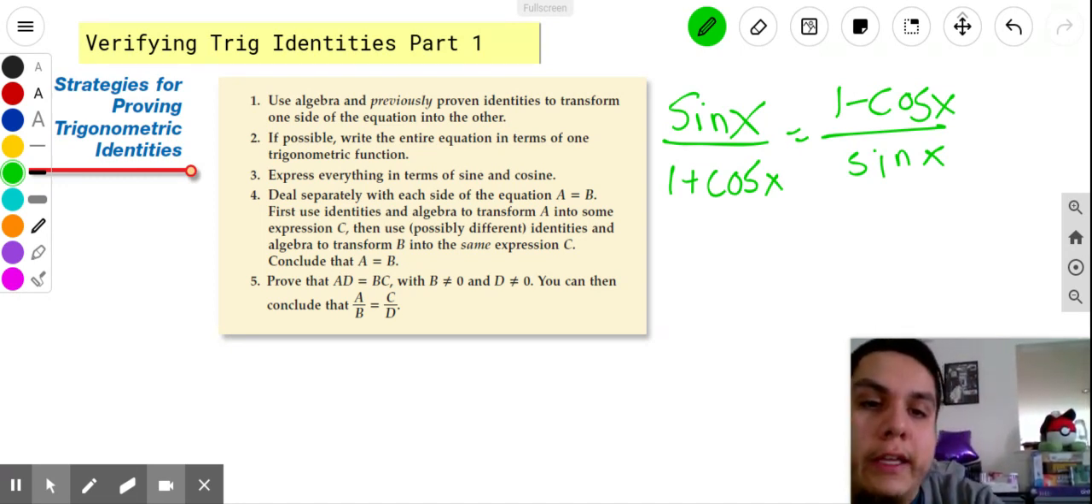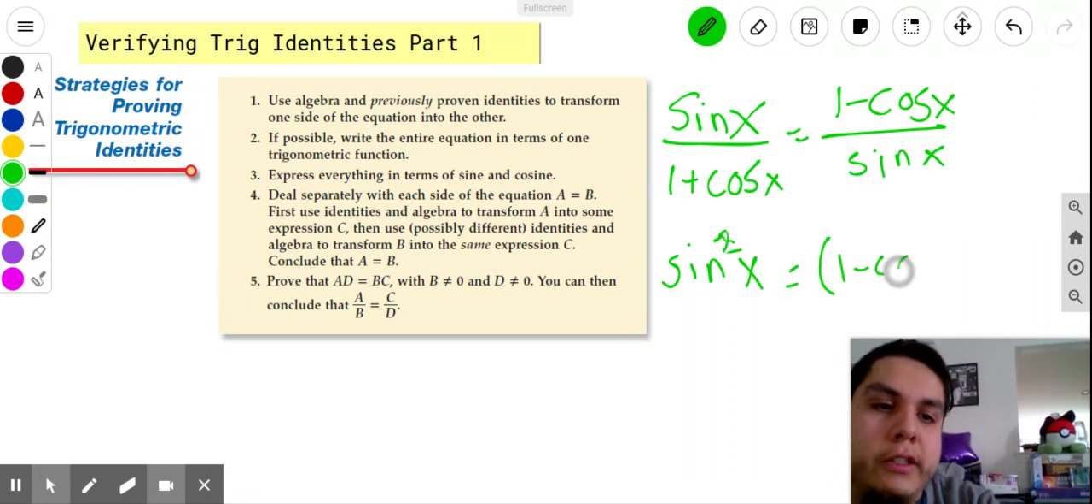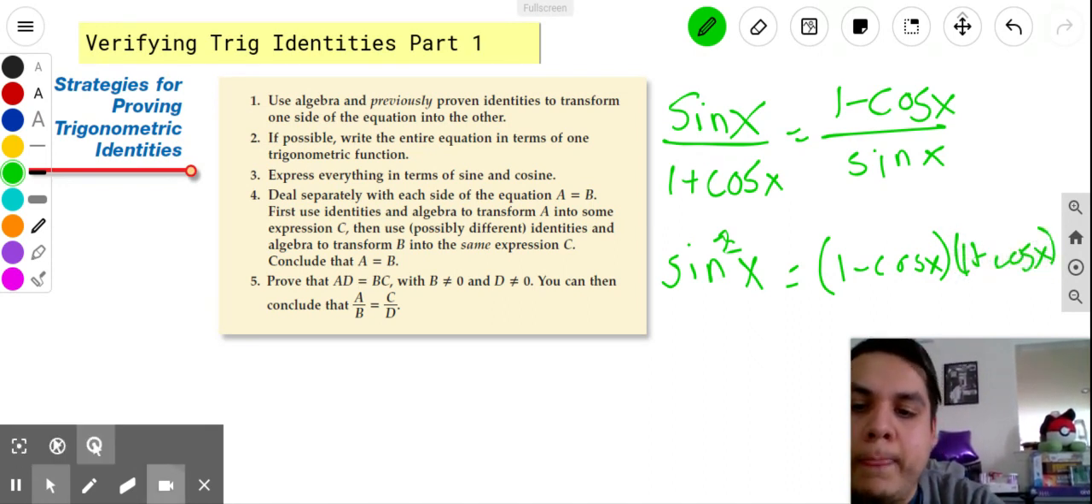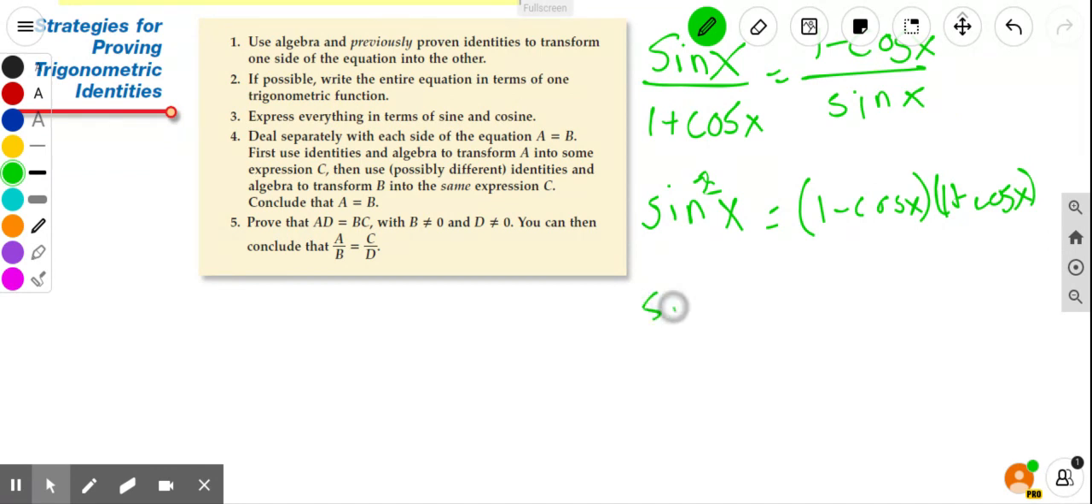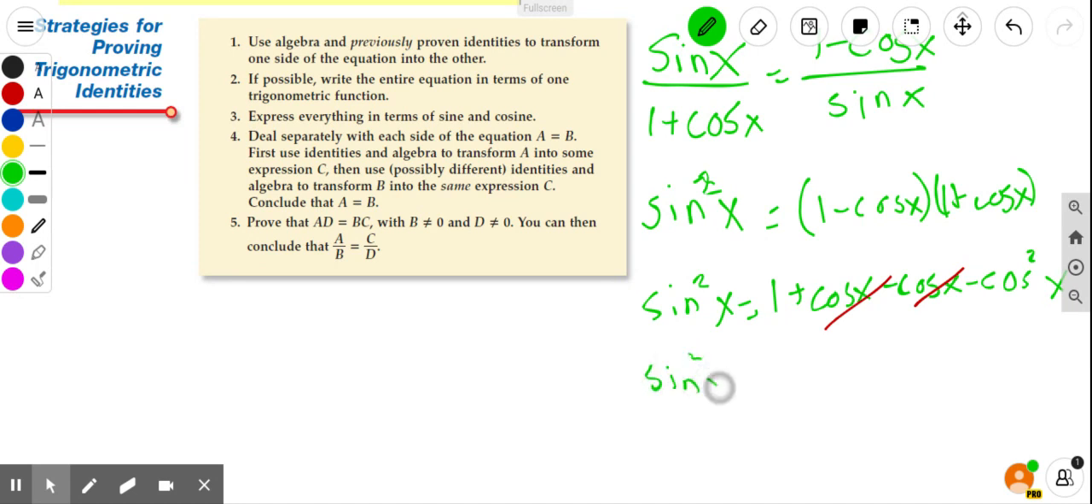So if I do so, I get sine squared of x should equal 1 minus cosine of x times 1 plus cosine of x. All right. And then from there, you can go ahead and multiply that second term out. So you should get sine squared of x is equal to 1 plus cosine of x minus cosine of x minus cosine squared of x. And right here we can see that these two cancel out, so we are left with the expression sine squared of x is equal to 1 minus cosine squared. That's a true identity, so we can consider it done.